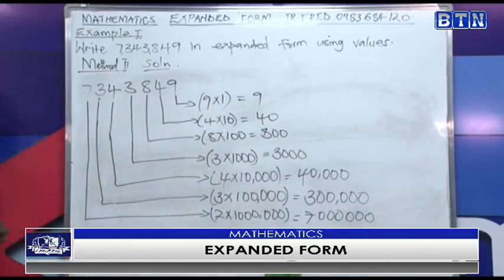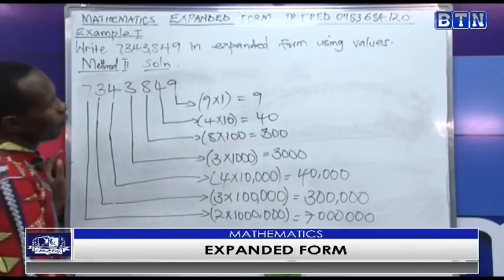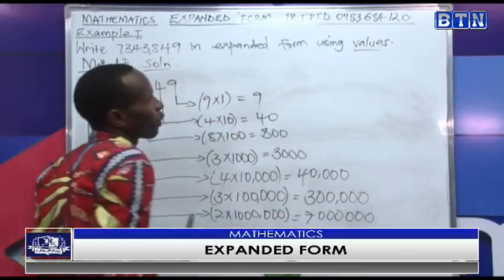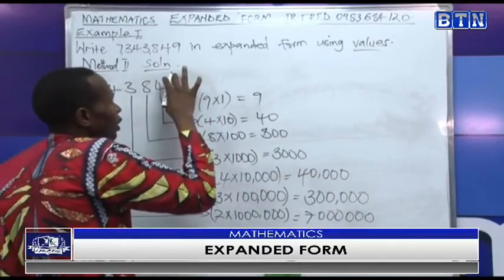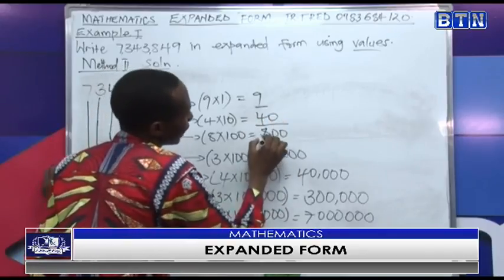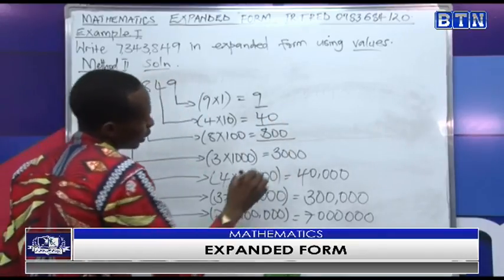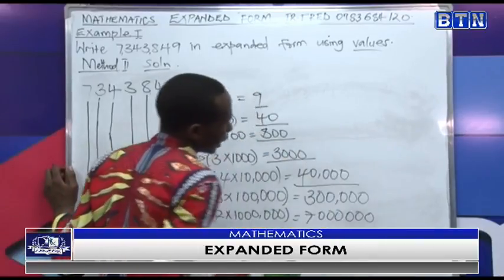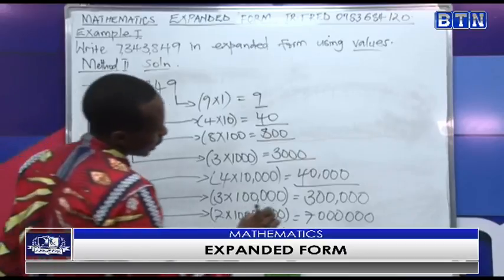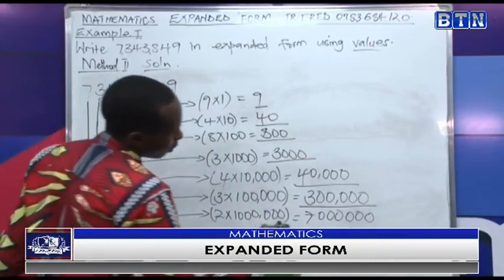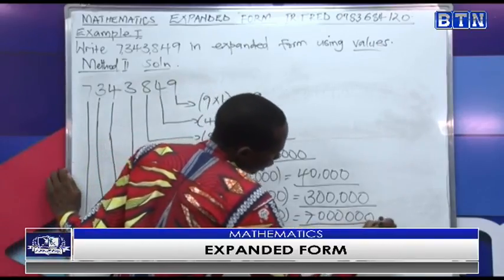After that, we have to write this in expanded form. We now know the values. So our values of each digit we know. The value of this digit is 9. The value of 4 is 40. The value of 8 is 800. The value of 3 is 3,000. The value of 4 is 40,000. Then the value of 3 is 300,000. Lastly, we have the value of 7 as 7 millions.